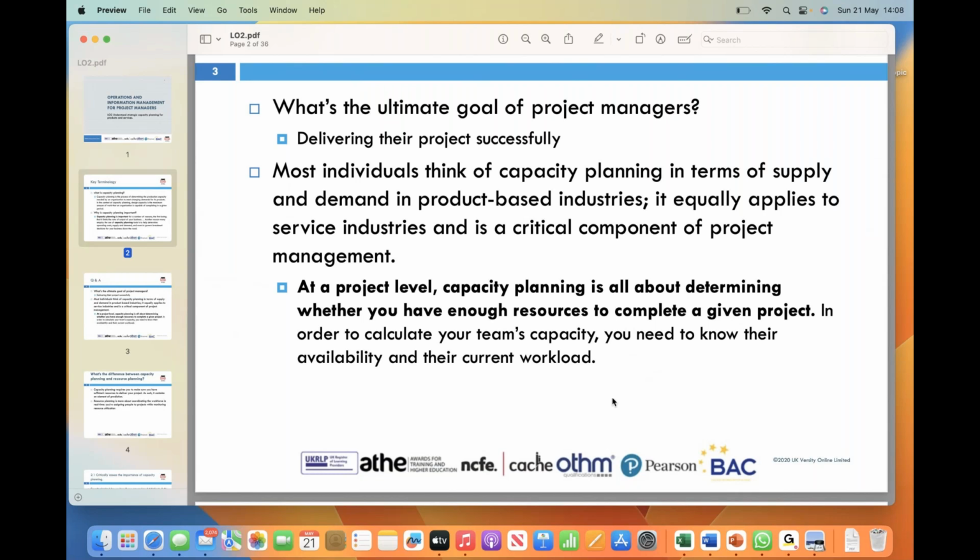So, the second thing is current workload, which involves assessing the task responsibilities team members are already engaged in. So, by considering both availability and workload, project managers can make informed decisions about resource allocation, ensuring that the right people are assigned to the right task at the right time. So, this helps optimize productivity and enhance the chance of project success.